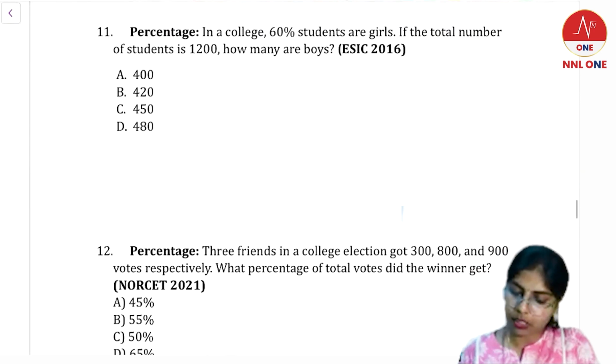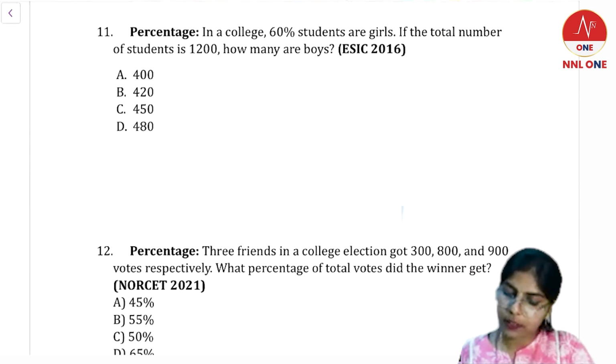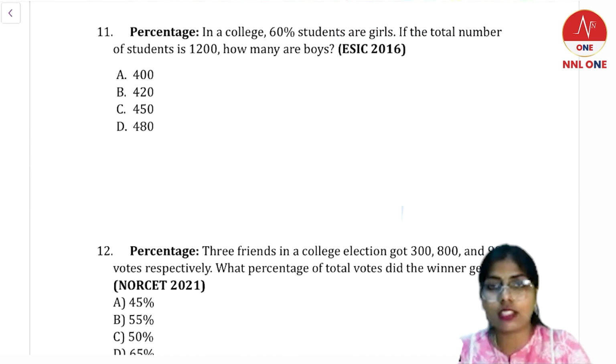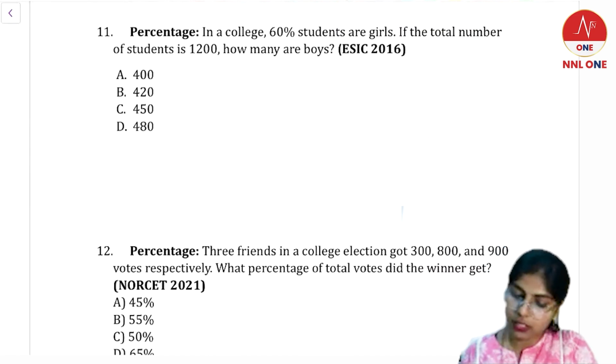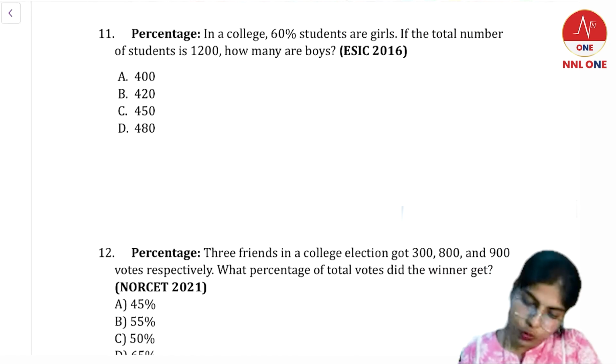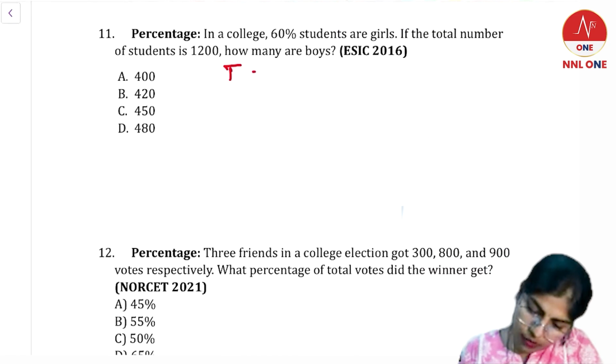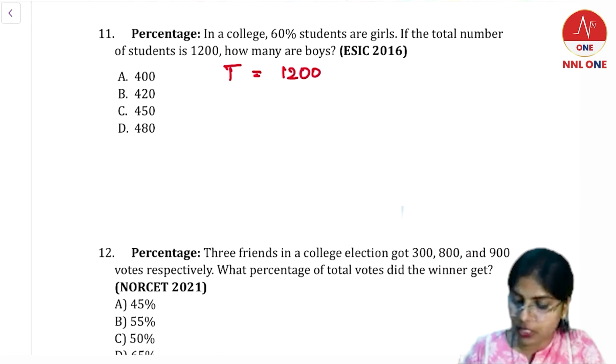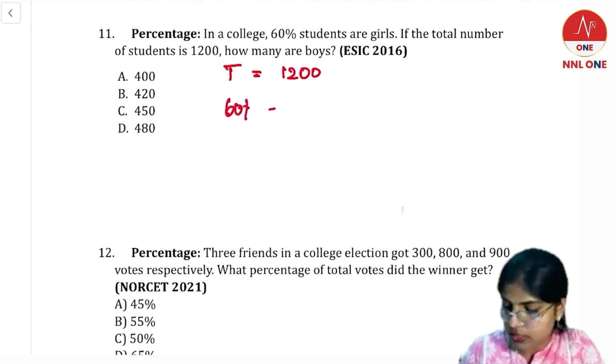Next. In a college, 60% of students are girls. If the total number of students is 1200, how many are boys? This was the question asked in your ESIC examinations in the year 2016. First, we know the total number of students. The total number of students is 1200, in which 60% of students are girls.